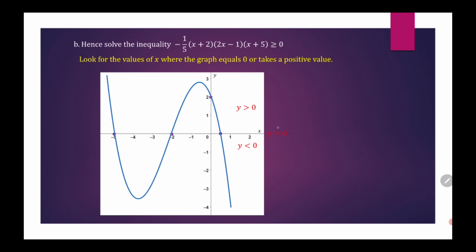The function equals 0 on the x-axis, and the function is less than 0 below the x-axis. And we're interested in where our function is positive or equal to 0. Our final solution set then is all x values between a half and -2 inclusive, and also x less than or equal to -5.